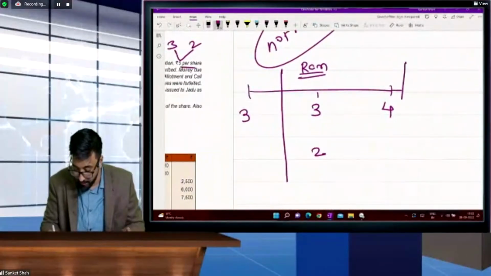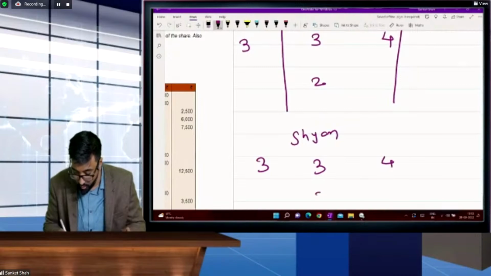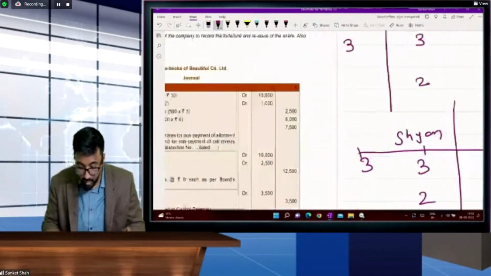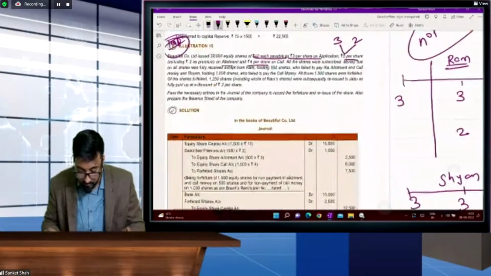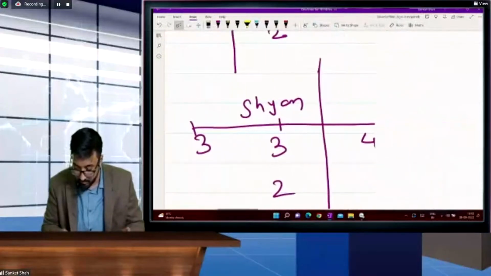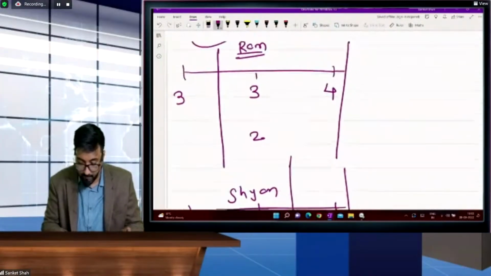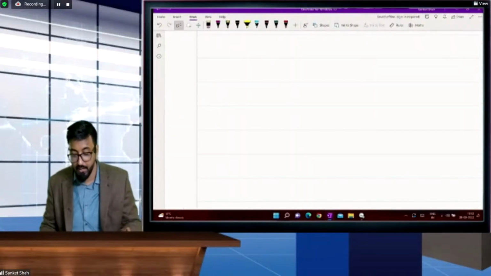Okay, so Ram का ये status है. Sham, diagram will be same. 3, 3, 2, 4. He failed to pay call money.